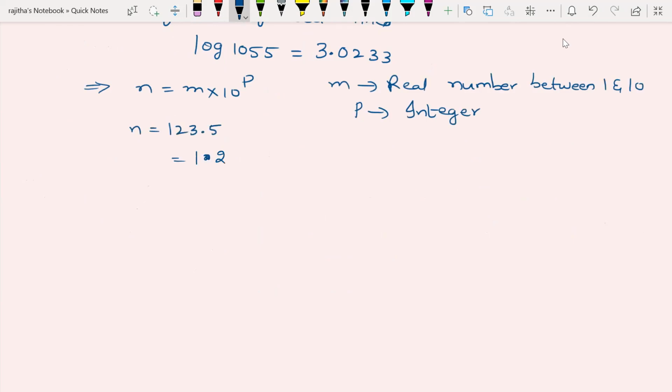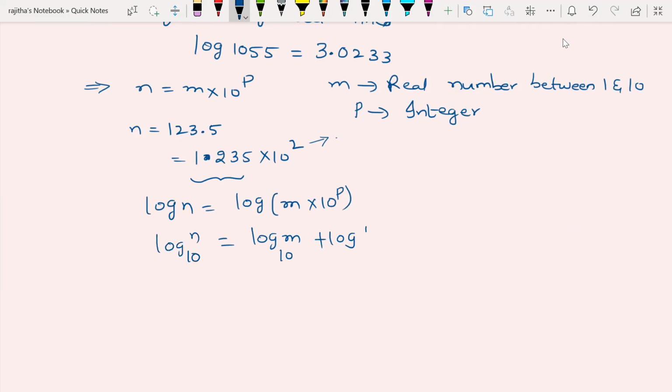For example, n equals 123.5, which equals 1.235 into 10 to the power 2. Here m is a real number between 1 and 10, and 2 is the integer. Apply log on both sides: log of n base 10 equals log of m base 10 plus p times log of 10 base 10.